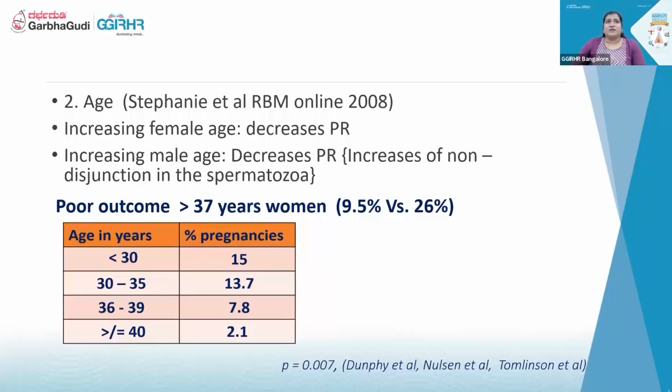Increasing female age and increasing male age both decrease the pregnancy rates because of the obvious causes of the quality of the gametes involved.